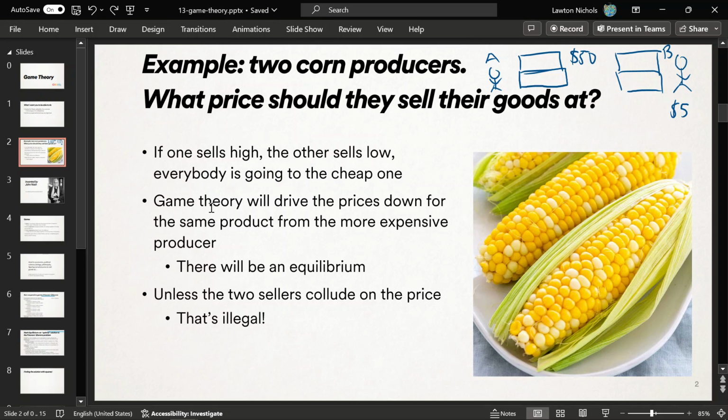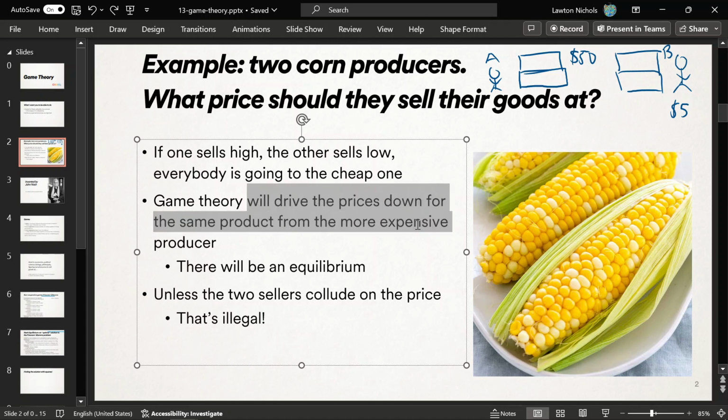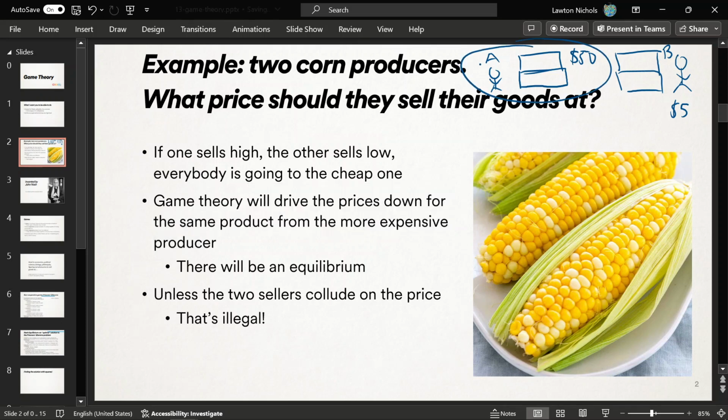Game theory, the idea of game theory, and we're going to get into the exact definition, but it will tell us why, first of all, selling corn is a game, and then also why the prices are going to be driven down from that expensive producer. Because if this guy wants to stay in business, they are producing the same corn, they're selling it for $50, then they are going to bring it down to $5 if they want to make a living. Okay, so this is a good example of, like, gas stations do this. You see one person sets their price low, everybody else has to follow because nobody's going to go to the other gas station. Right? That's what's going on there.